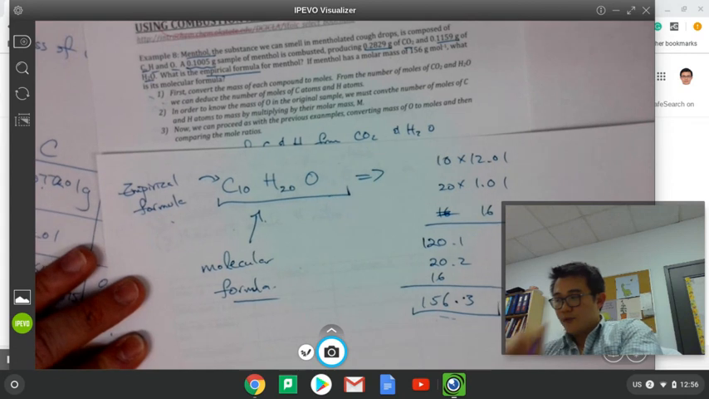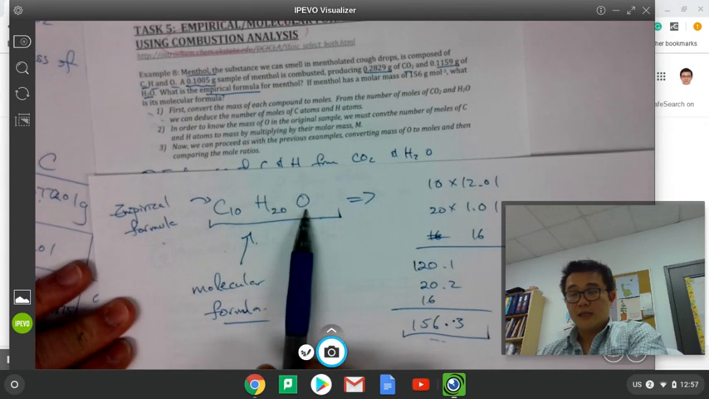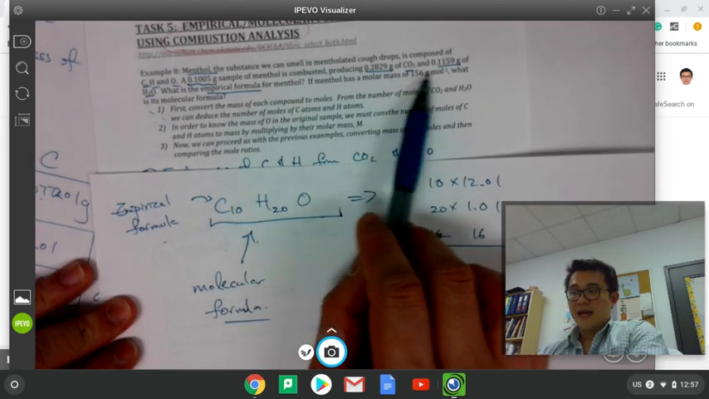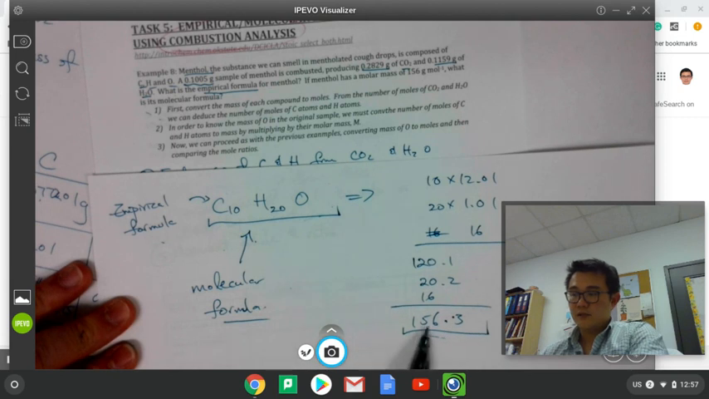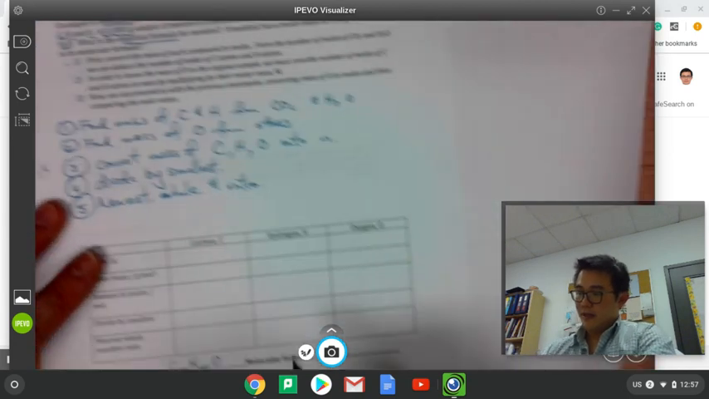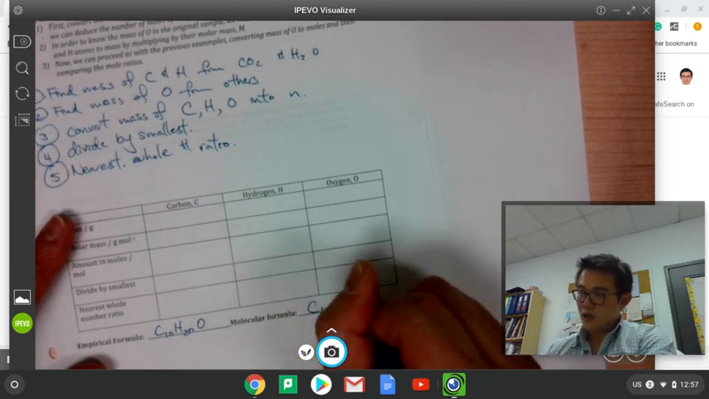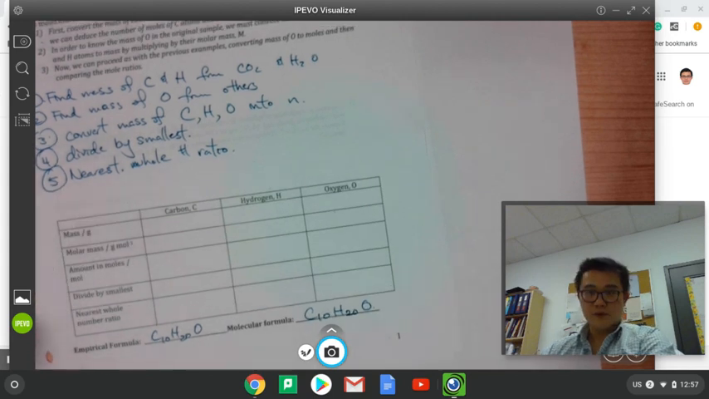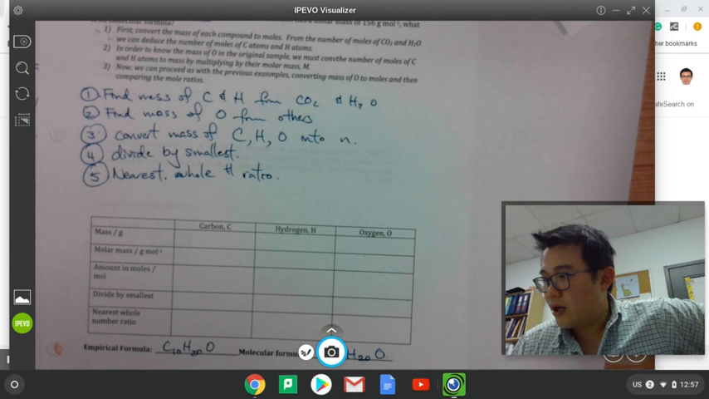Okay, so you're comparing the molar mass of this empirical formula to the molar mass of the actual substance. What ratio is it? And for us, we found that it's the same thing, so we don't have to double it and whatnot. This happens to also be the molecular formula. So coming back here, the molecular formula would also be C10H20O.